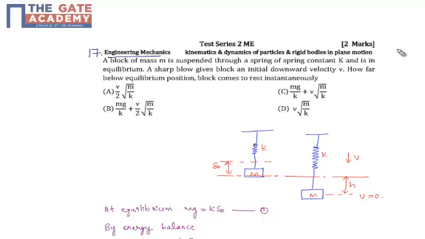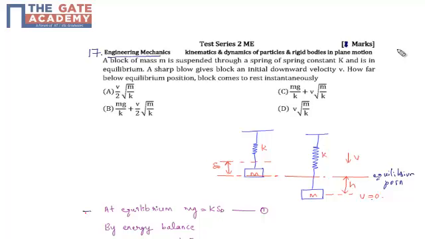So the block of mass m is suspended to a spring constant k from the wall, and let us consider this as the equilibrium position. So a sharp blow for this mass gives a downward velocity v, that is the mass goes below the equilibrium position for a distance h, and the block will come to rest instantaneously. So we have to find the distance h at which the velocity v is equal to 0.